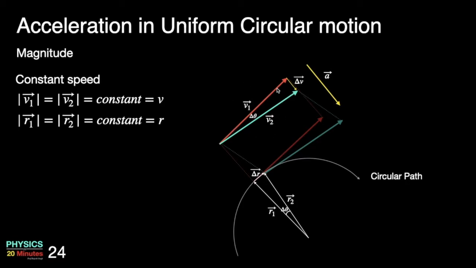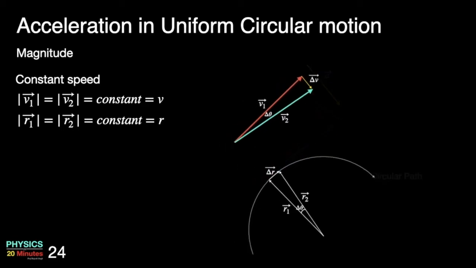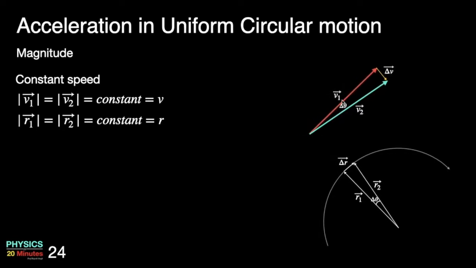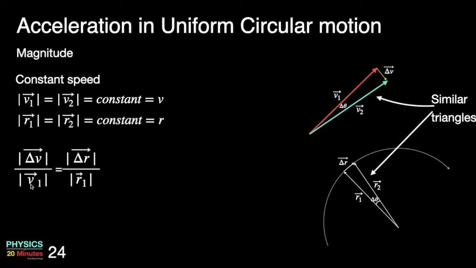Now, let's focus on the two triangles formed here. These two triangles are similar triangles because these two velocity vectors are perpendicular to these two radius vectors. Therefore, their ratio of the sides will also be the same. So I can write, magnitude of vector delta v upon magnitude of v1 is equal to magnitude of delta r upon magnitude of r1.